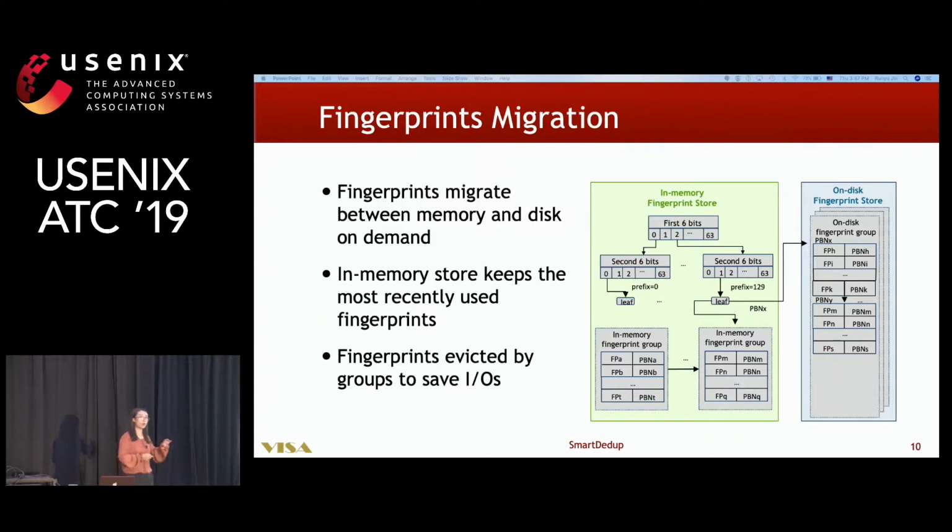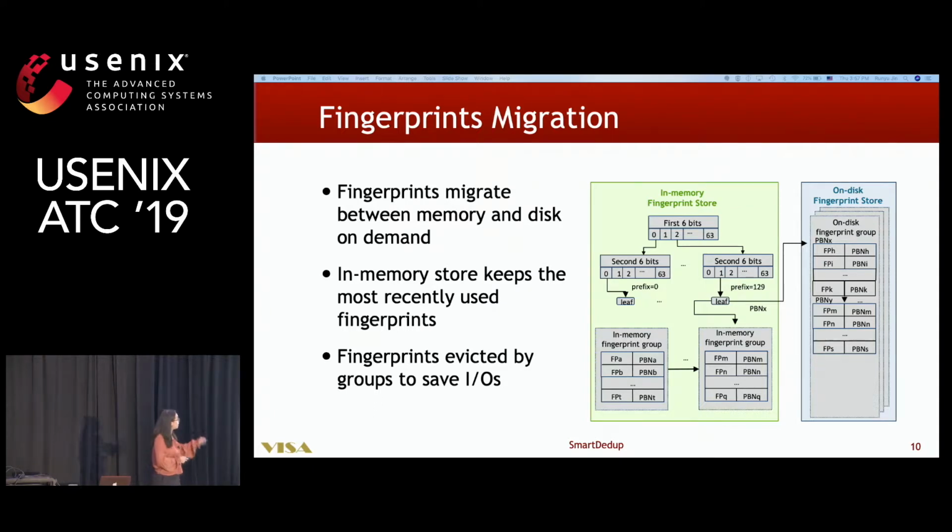The traditional way of evicting one fingerprint from memory to disk happens frequently, whenever a fingerprint is not found in memory, and takes too much I/O overhead. To save this overhead, we choose to evict fingerprints in groups. Let's see an example here.